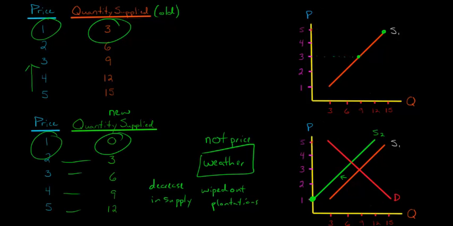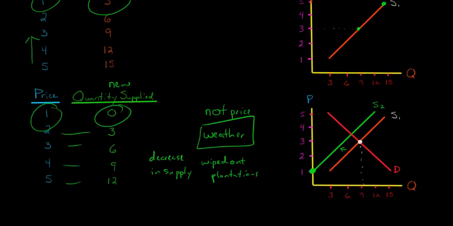Now, our original equilibrium was this S1 and D where they intersect. So that's our original equilibrium. We'll say that was Q1, and then here is P1. And now our new equilibrium is going to be right here where S2, the new supply curve, intersects with demand. And now we're going to have Q2 and P2. So you see that the price has increased and the quantity has decreased.